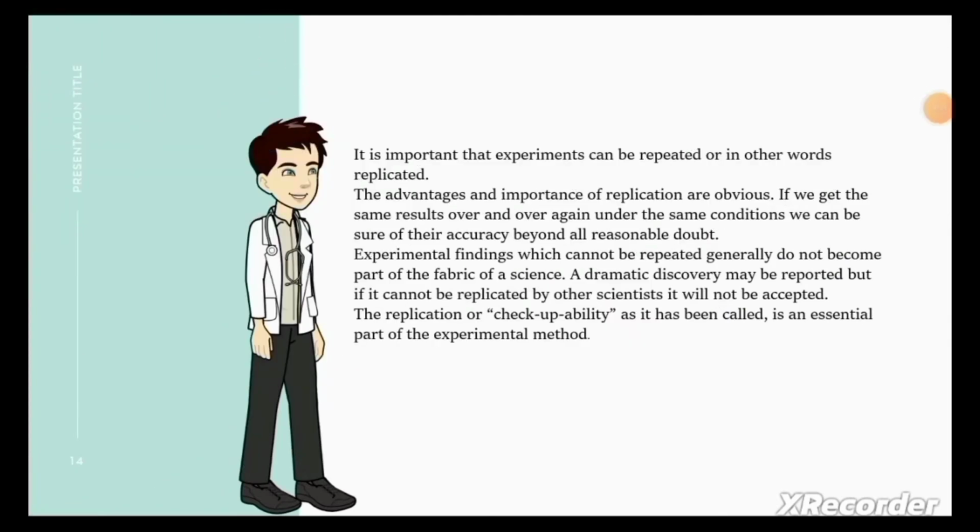We also need to understand that it is important that experiments can be repeated, or in other words, replicated. The advantages and importance of replication are obvious. If we get the same results over and over again under the same conditions, we can be sure of their accuracy beyond all reasonable doubt. Experimental findings which cannot be repeated generally do not become a part of the fabric of a science. A dramatic discovery may be reported, but if it cannot be replicated, then the other scientists will not accept it. The replication or check-up ability, as it has been called, is an essential part of the experimental method.